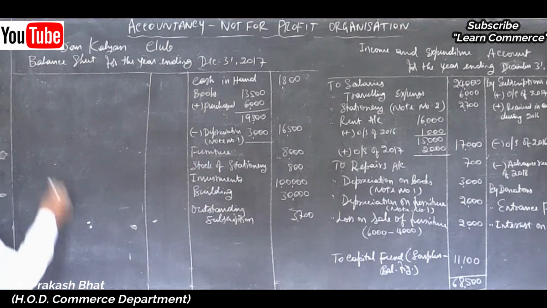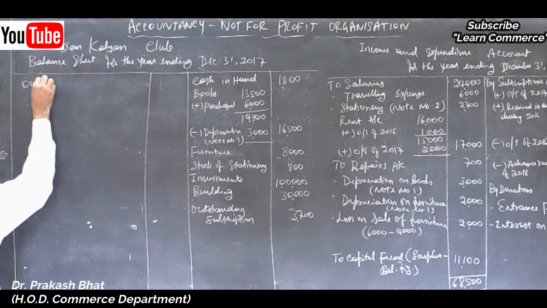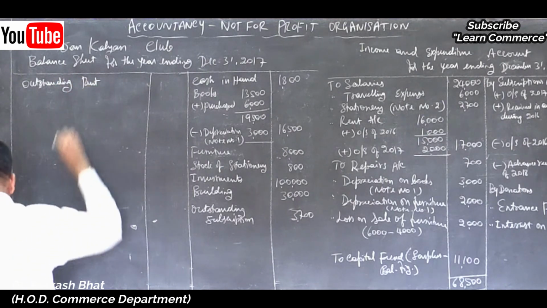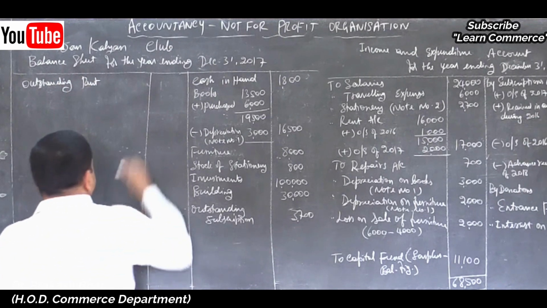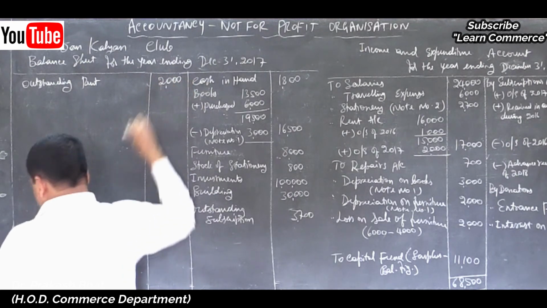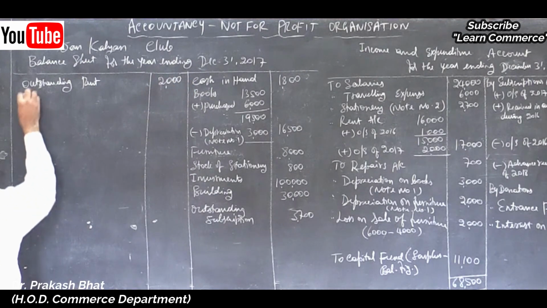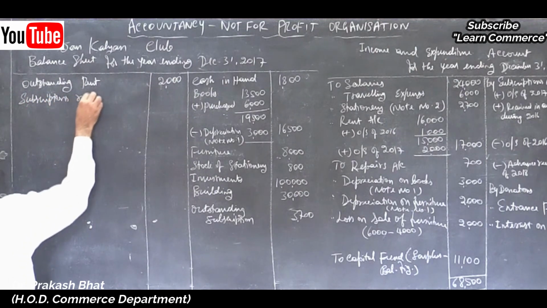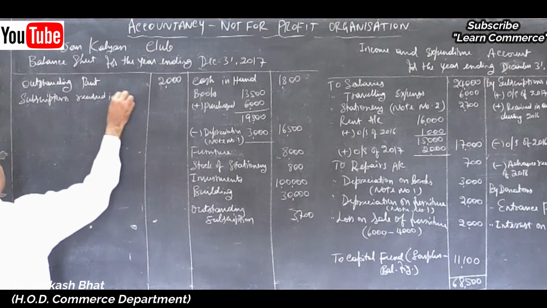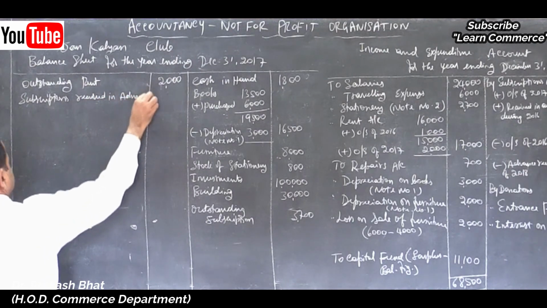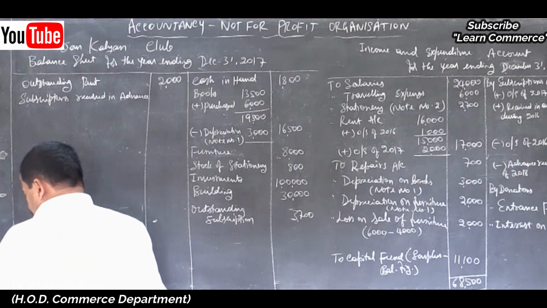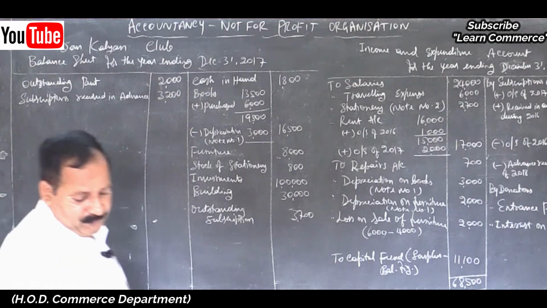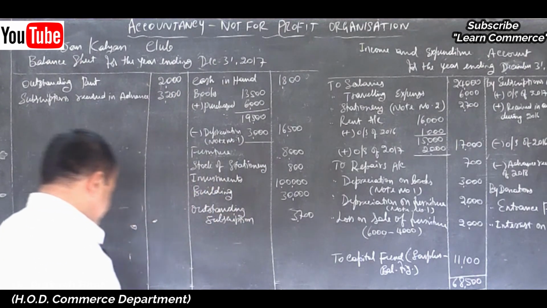Move on to the liability side. Outstanding rent. That is 2,000. Then subscription received in advance. Advance, how much is it? 3,200. Subscriptions received in advance, 3,200. Yes, it is. That's all.